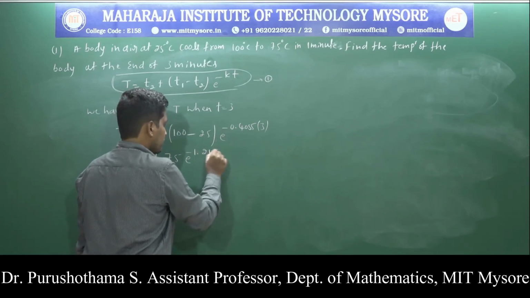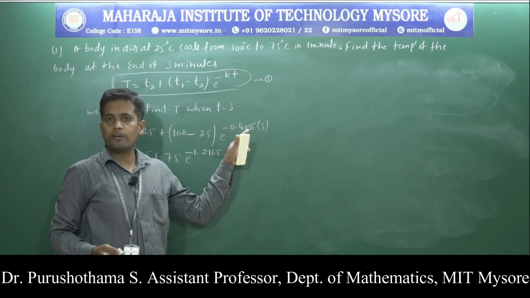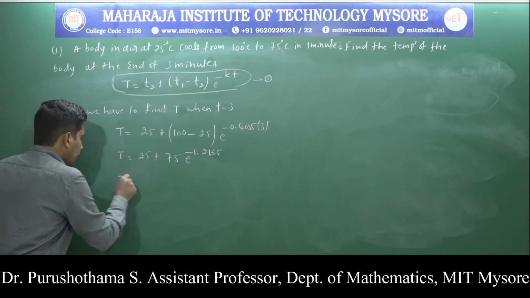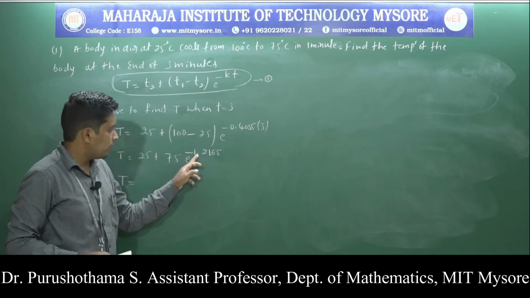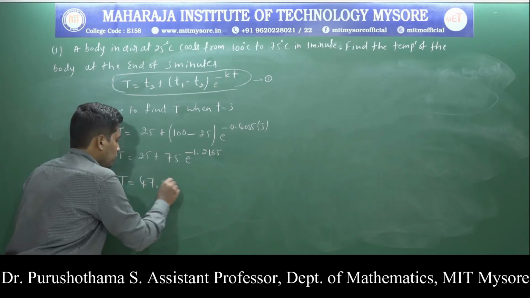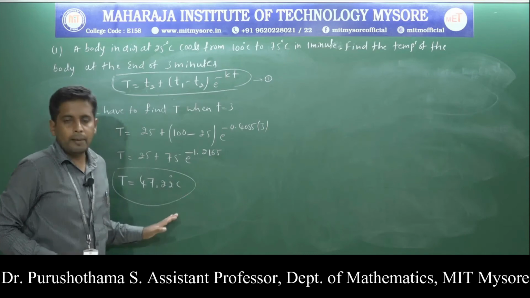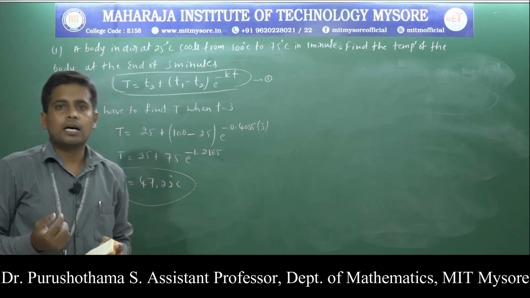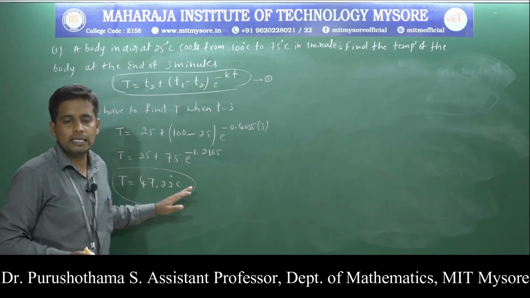1.2165. By using a calculator, we can multiply the terms 3 into minus 0.4055, and we get minus 1.2165. Finally, 75 into e power minus 1.2165 plus 25 gives 47.22 degrees Celsius. This is the temperature of the body at the end of 3 minutes. Thus, we conclude that the temperature of the body at the end of 3 minutes is 47.22 degrees Celsius.